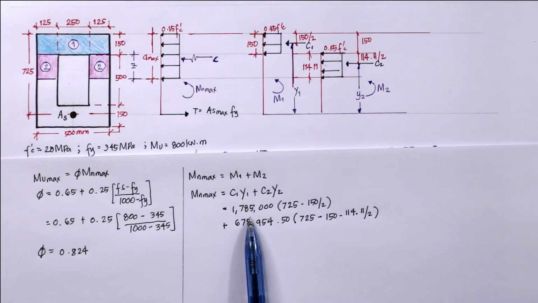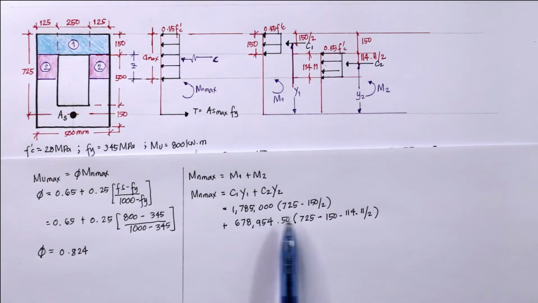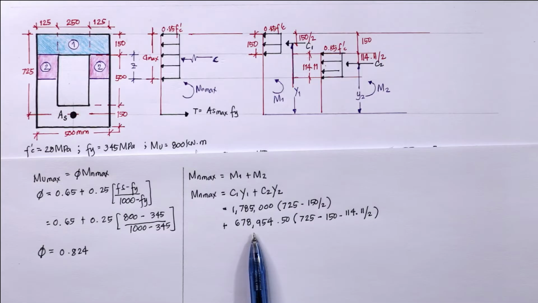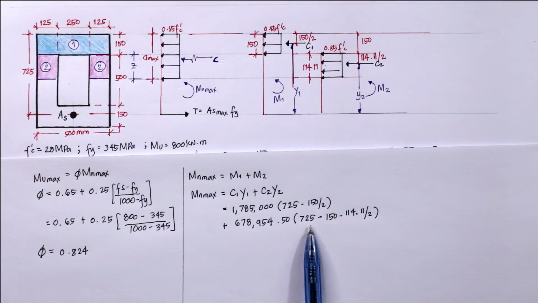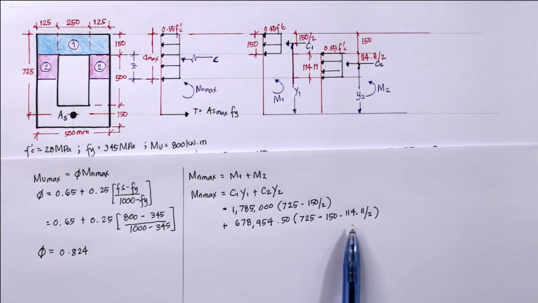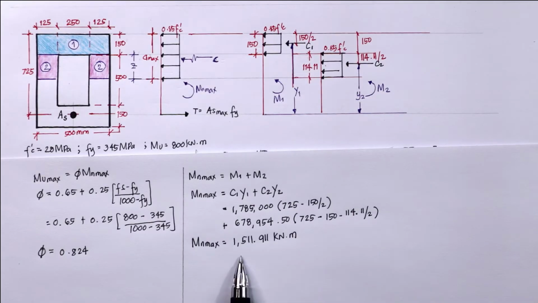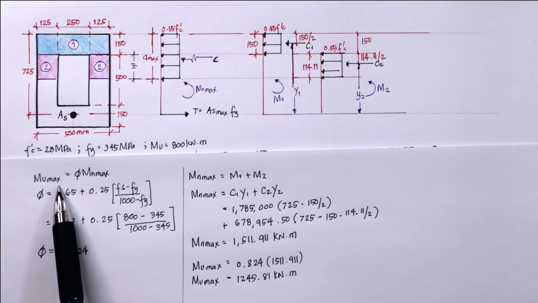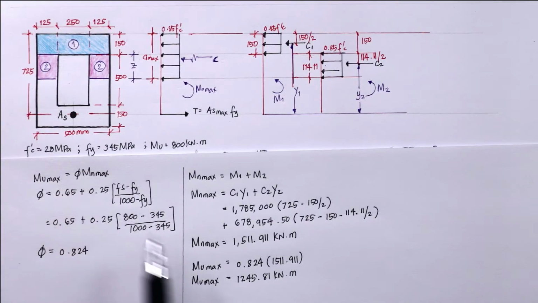Kaya magagawa natin equation is equal to C1, 1,785,000 times Y1, 725 minus 150 over 2, plus C2, 678,954.5 times 725 minus 150 minus 114.11 over 2. At ang makukuhang value ng Mn max is equal to 1511.911 kN meter. Going back to this formula, Mu max is equal to reduction factor times Mn max, reduction factor 0.824, then the value of Mn max 1511.911. At ang makukuhang value for Mu max is equal to 1245.81 kN meter.